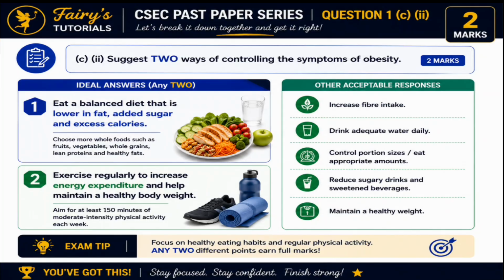Other acceptable responses could include increase fiber intake, drink adequate water daily, control portion sizes, that means you're eating the appropriate amount, reduce sugary drinks and sweetened beverages, and also maintain a healthy weight. Exam tip for this question: focus on healthy eating habits and regular physical activity. Now, any 2 different points will also earn full marks, right? So suggesting 2 ways right there would have given you your 2 marks.